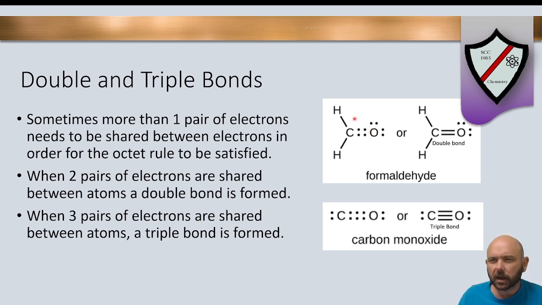In formaldehyde, the carbon and the oxygen must share 4 electrons between the two of them for everybody to have a satisfied octet. That's just shown by the 2 lines in the double bond in the Lewis structure here. And in carbon monoxide, the carbon and the oxygen must share 3 pairs of electrons to form a triple bond in order for everybody to have an octet of electrons.